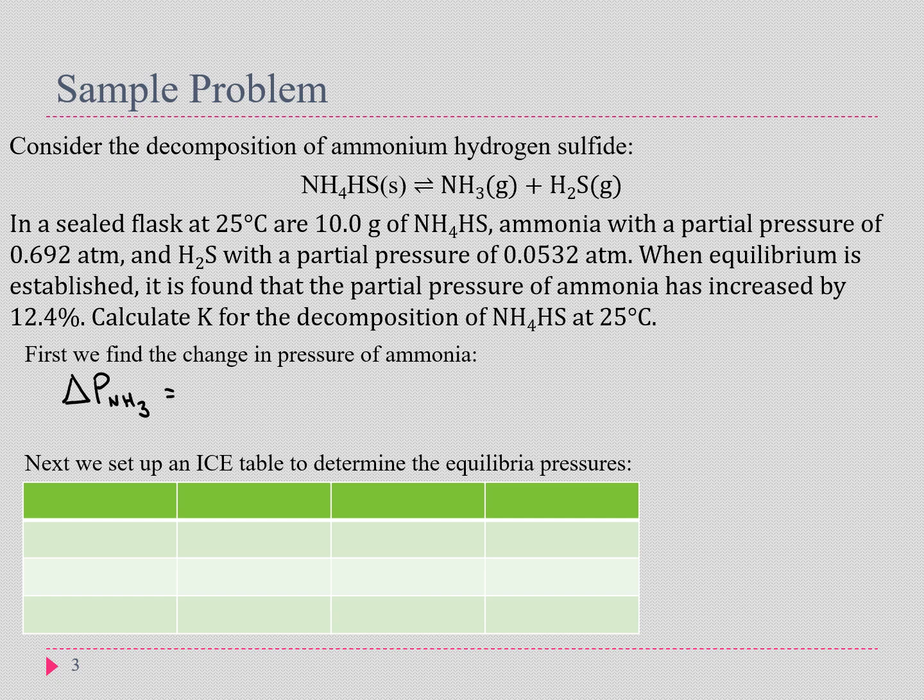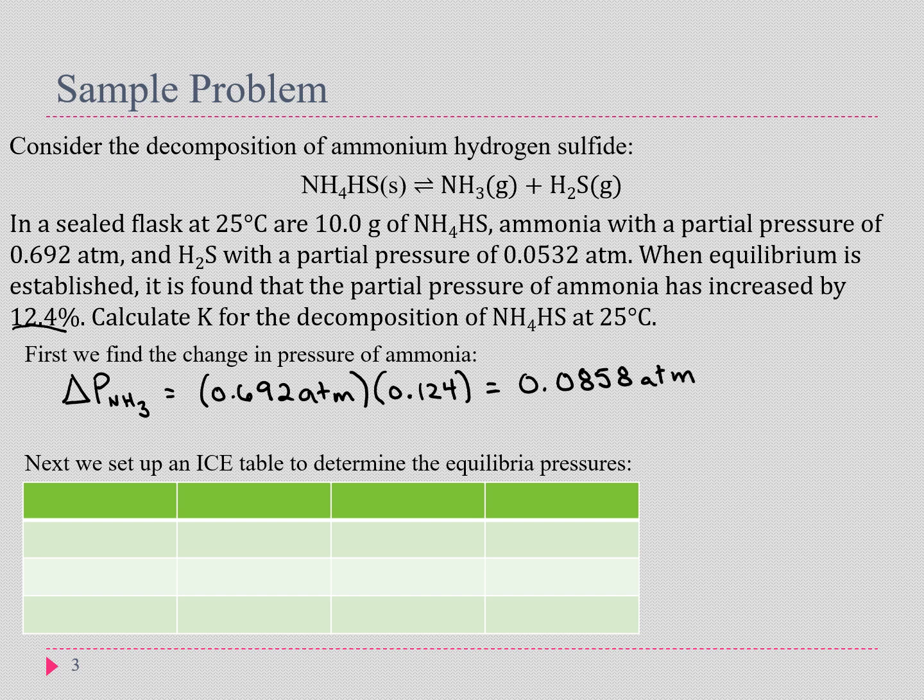Notice that we started with 0.692 atmospheres of ammonia, and it says that the partial pressure of ammonia has increased by 12.4%. So I'm going to take that value and multiply it by 0.124, and we're going to get a change of 0.0858 atmospheres.